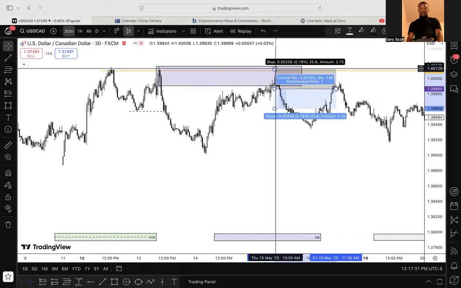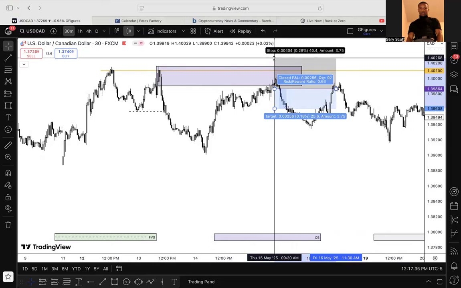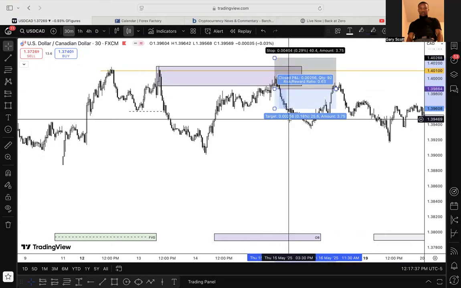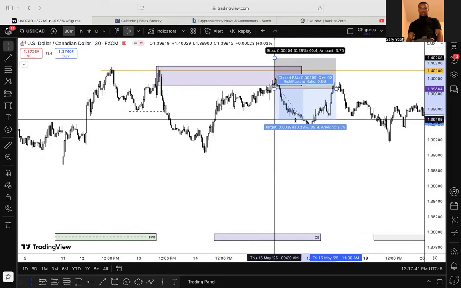All right. Let's say I look at here and let's say I at least have a 40 pip SL, right? If I have a 40 pip SL, I at least need to have a 40 pip gain. All right. That's what I'm aiming for. That gives me my 1-to-1 risk to reward ratio.